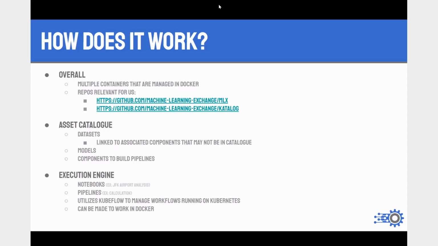For the machine learning experience, the way it is divided up is that they have an asset catalog that contains the datasets, models, and components to build the pipelines. Then the execution engine is where the notebooks and pipelines are more relevant, which will be explained. All of these things together are managed in multiple containers, through Docker. Yash can explain more on the execution part.